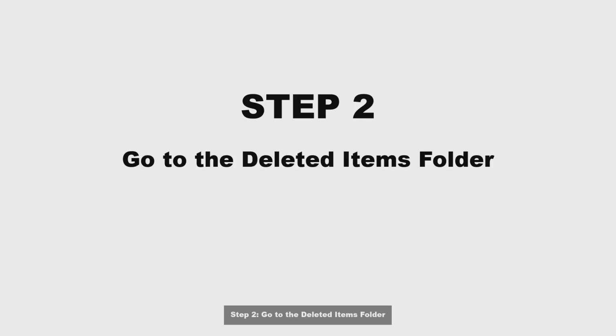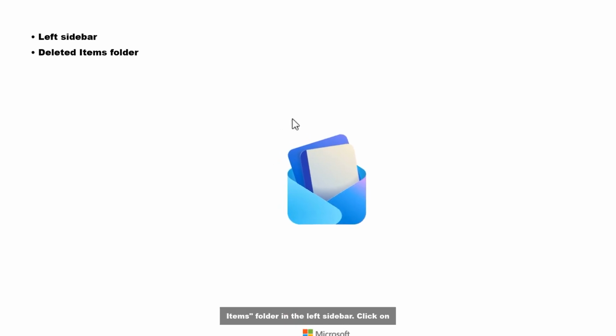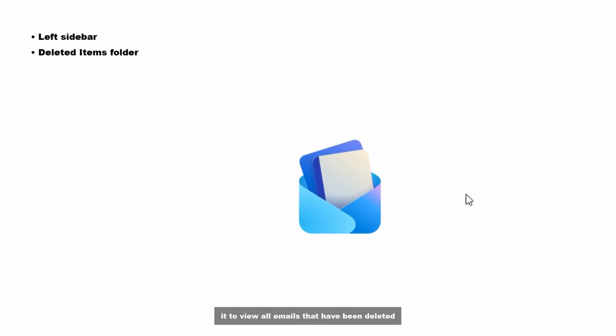Step 2. Go to the Deleted Items folder. Once you're logged in, look for the Deleted Items folder in the left sidebar. Click on it to view all emails that have been deleted recently.